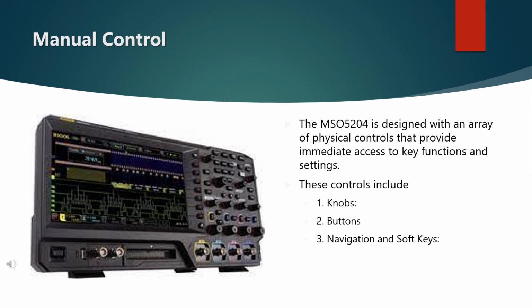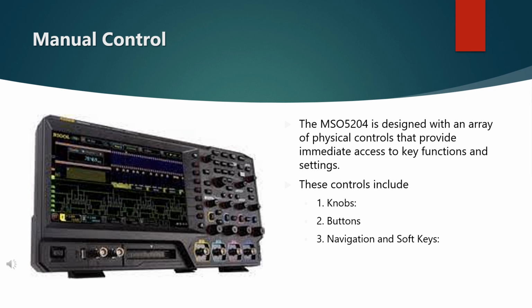Let's walk through some basic operations that can be performed using manual control. 1. Adjusting settings. With the physical controls, users can adjust settings such as voltage scale, time base, trigger parameters, and more. By turning the knobs and pressing the buttons, they can easily fine-tune these settings to suit their measurement requirements.